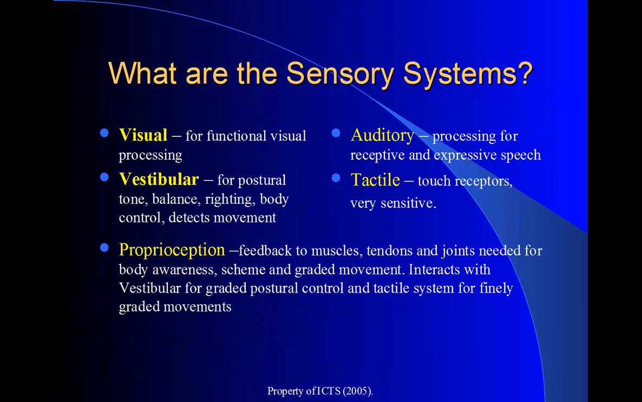We have the visual system, and the visual system is obviously your eyes. What we look at as occupational therapists is not just the acuity, whether or not your child has 20/20, because we're not measuring for that. We're looking at functional visual processing. How well are the eyeballs themselves working together in response to stimulation from the environment? Oftentimes this particular system is overlooked and it's not addressed as deeply as it really should be.